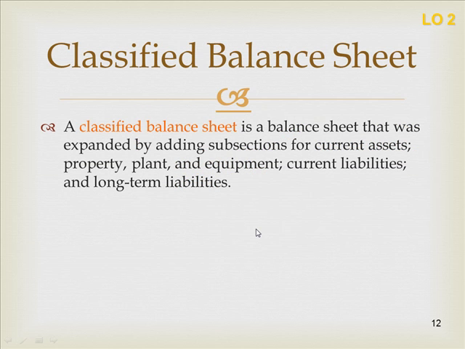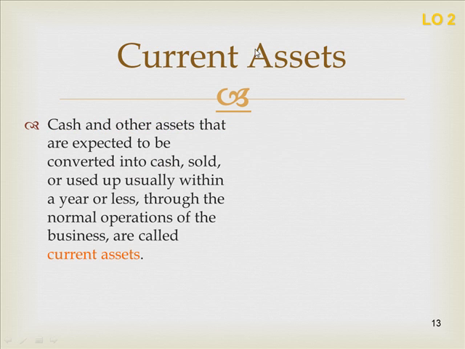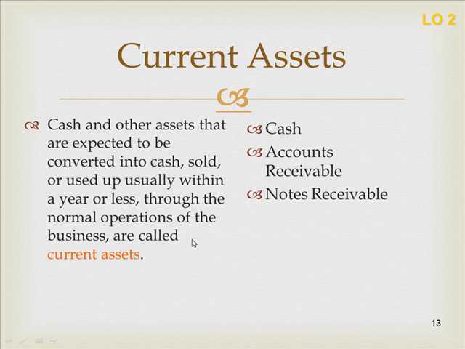A classified balance sheet is a balance sheet that was expanded by adding subsections for current assets, property, plant, and equipment, also known as fixed assets, current liabilities, and long-term liabilities. Current assets are cash and other assets that are expected to be converted into cash, sold, or used up usually within a year or less through the normal operations of the business. These are considered to be current assets. Examples of that would be cash, accounts receivable, notes receivable, supplies.